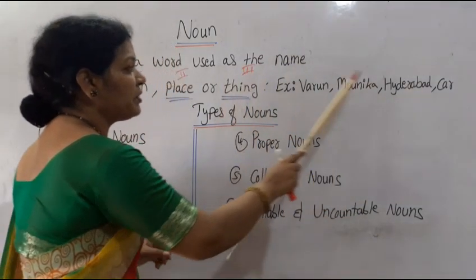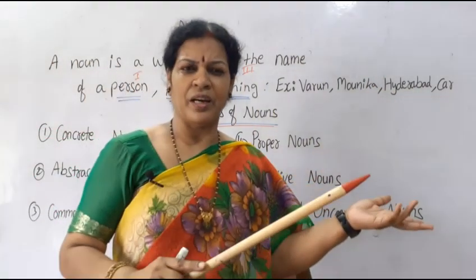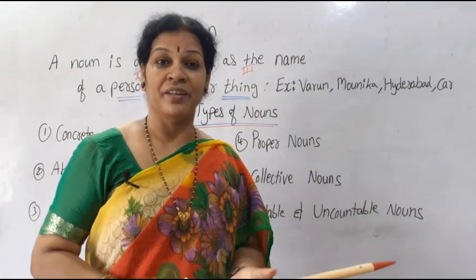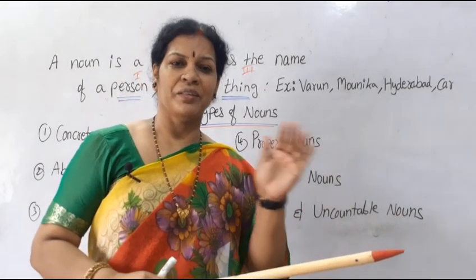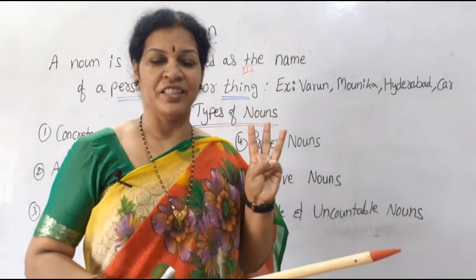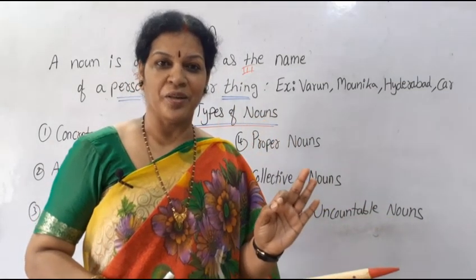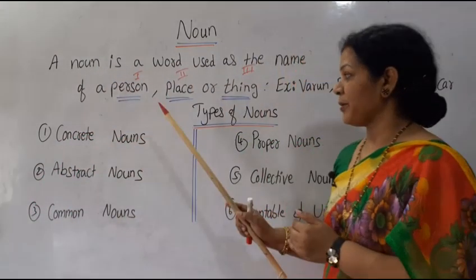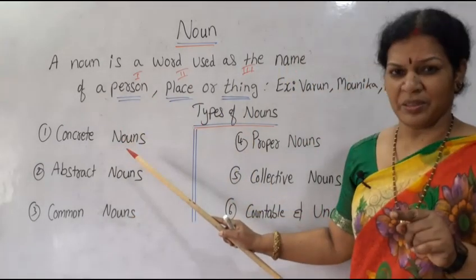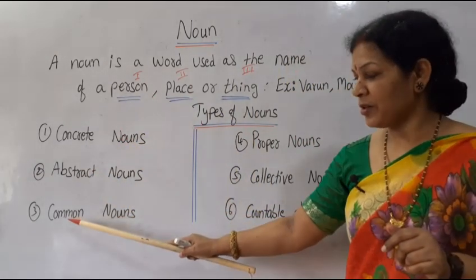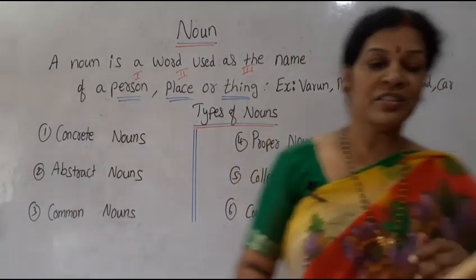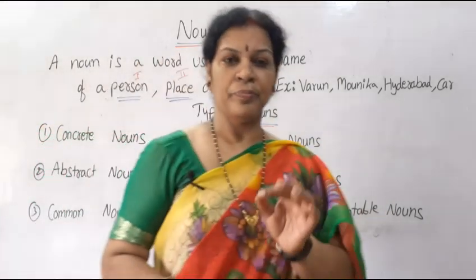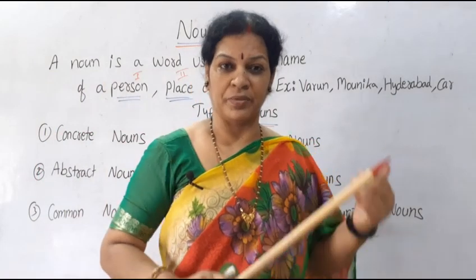In the same way, next is the name of a thing. I have taken one example, that is car. Not only car, you can take anything: marker, pointer, board, fridge, TV, fan, pot, what not, everything. Name of a thing, right? These three things we say as a noun. This is not enough. You must learn what types of nouns there are. There are a total of 6 types of nouns. First one is concrete nouns. Remember: concrete nouns, abstract nouns, common nouns, proper nouns, collective nouns, and countable and uncountable nouns. Each and every noun we are going to study in depth.